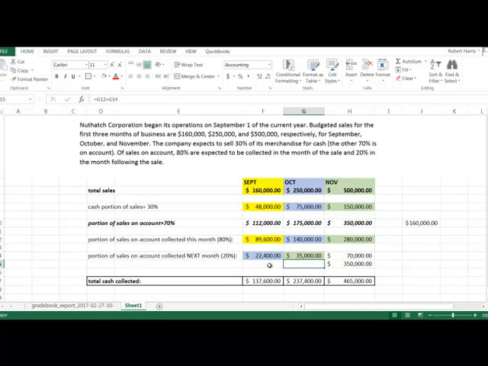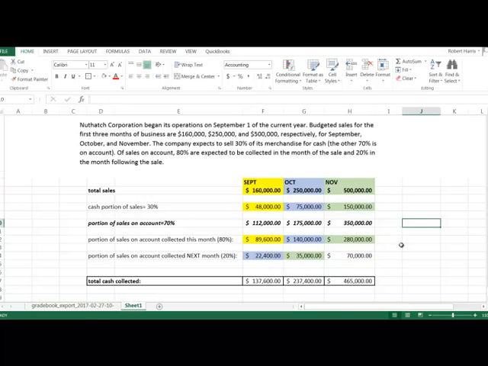So let me clean all this stuff out now that I've shown you how that works. Once again, we had total sales of $160,000. We got $48,000 in cash when they bought it, and this was on account. They paid us this month. And then in October, we're going to receive 20% of it. So in October, we're going to receive 20% of the September sales, $75,000 in cash at the time of the purchase, and then $140,000 of these receivables in that month.